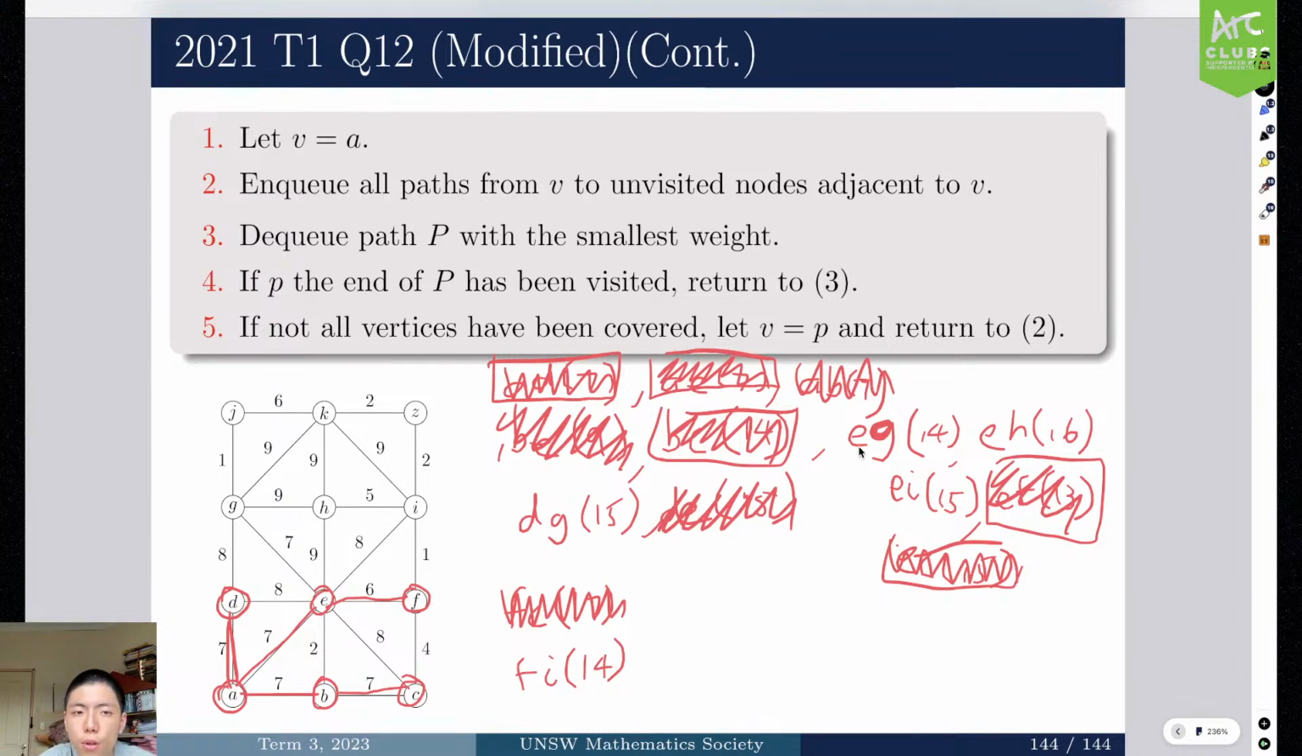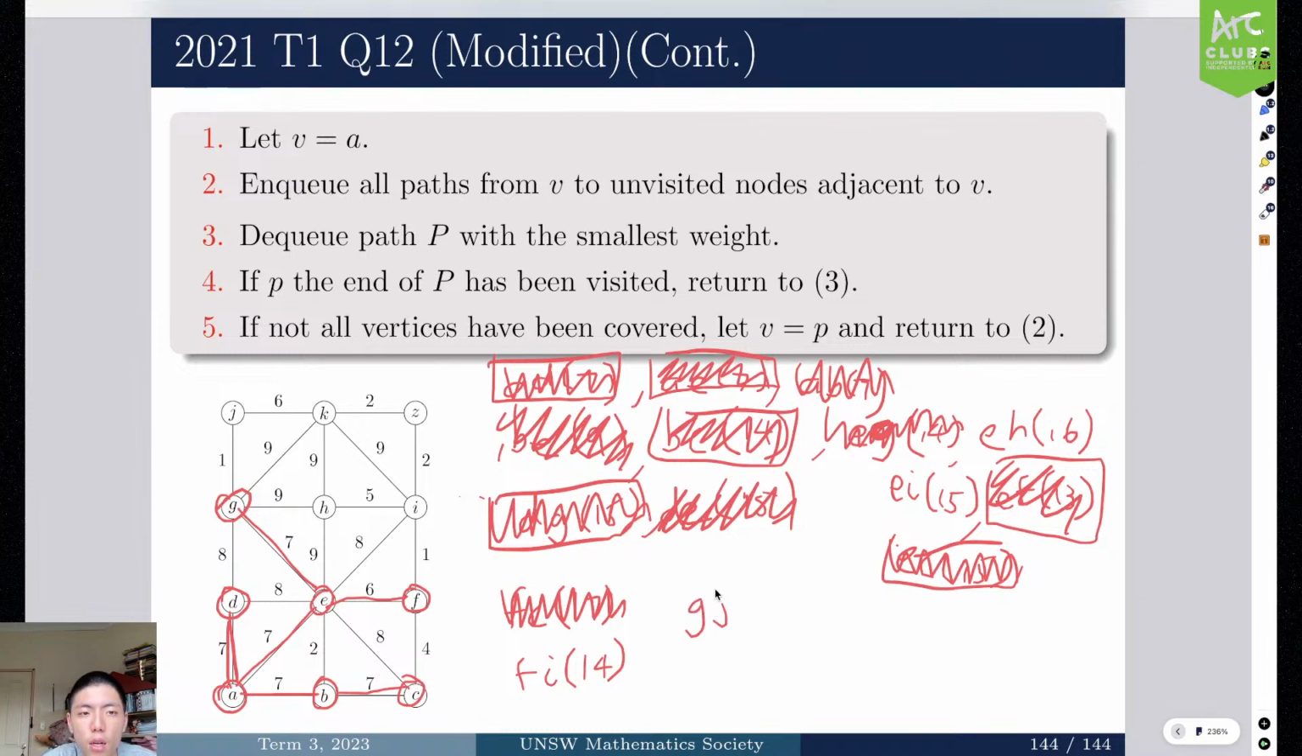Okay, so now we look at the next shortest edge, and the next shortest one would be EG. So if we connect EG like that, that gives us the 7 in total, that's 14, right? Then we can get rid of this. We can also get rid of DG because we know that we found a cheaper way to go from A to G through E rather than through D, right? So this is useless.